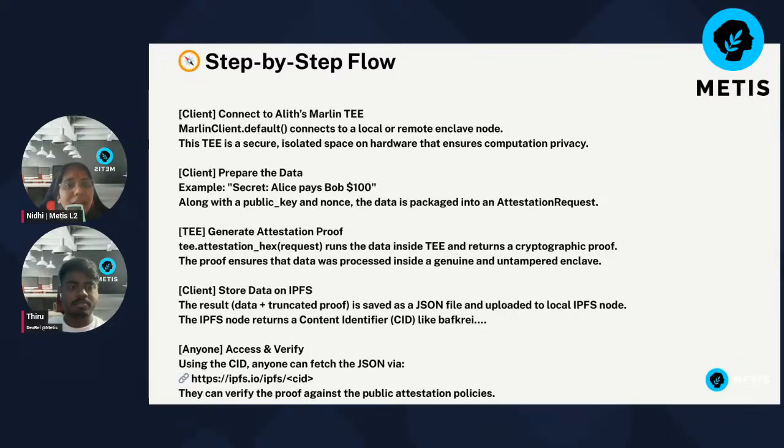The output, both the original data and its attestation, are serialized into a JSON file and pushed to IPFS. So this step makes the proof content addressable. IPFS gives us back a content identifier, a CID, a kind of string, which basically serves as a permanent reference to this verified state.